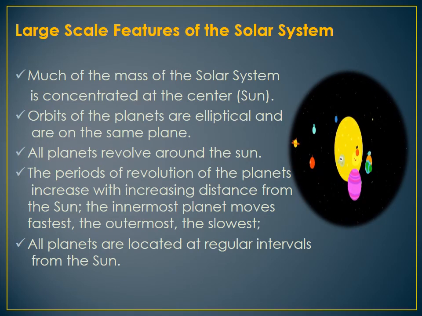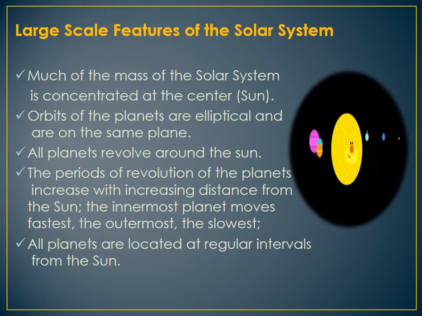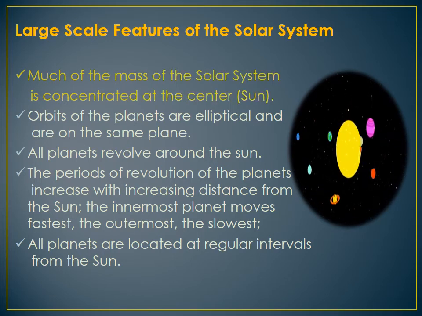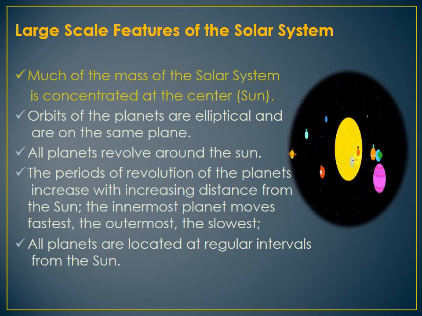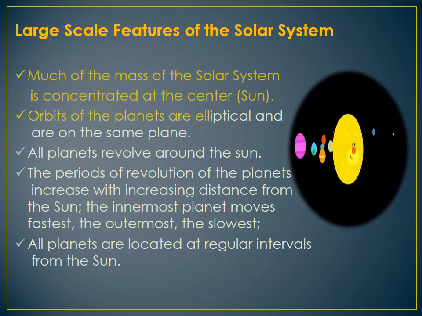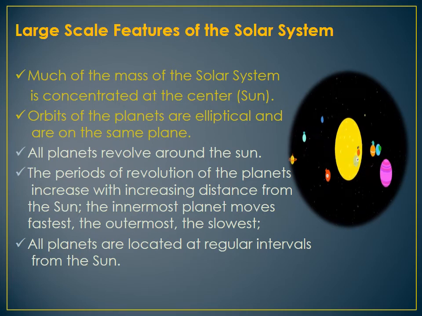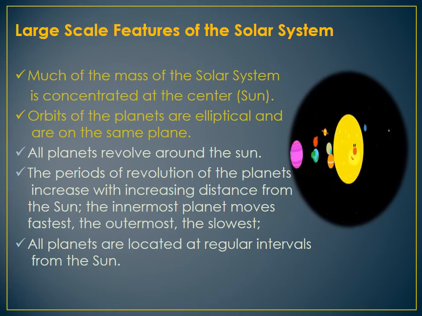Let's talk about the large-scale features of the solar system, which means the characteristics of the planets as a whole. First, if you will notice, the mass of the solar system is concentrated in the center, which is the Sun. Also, all the planets are orbiting around the Sun, in elliptical orbits and on the same plane. Nobody is on top of another.